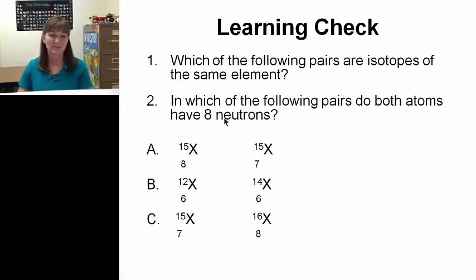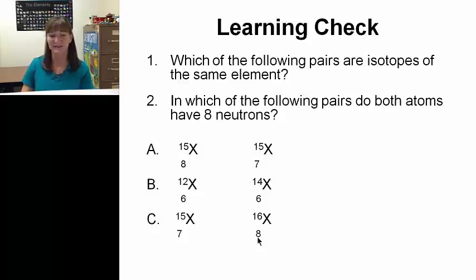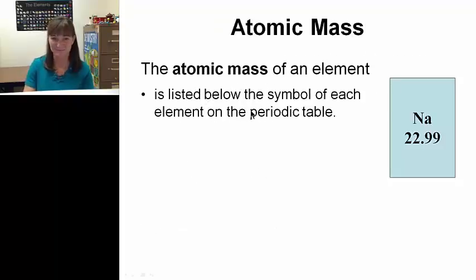Question number 2, in which of the following pairs do both atoms have 8 neutrons? To figure out the neutrons you have to do a subtraction. So 15 minus 8 is 7, and 15 minus 7 is 8. So these do not have the same number of neutrons. If I go down to B, 12 minus 6 is 6, 14 minus 6 is 8. They do not have the same number of neutrons. Let's look at C. 15 minus 7 is 8, 16 minus 7 is 8. So C is the correct answer to the second question.